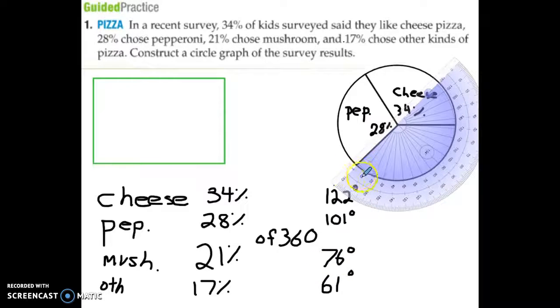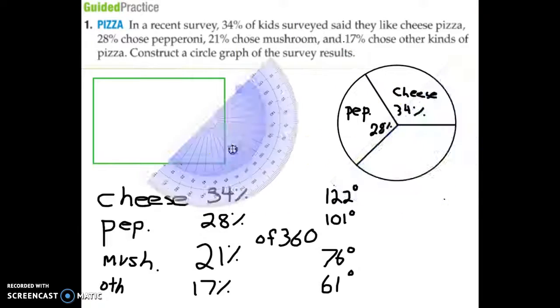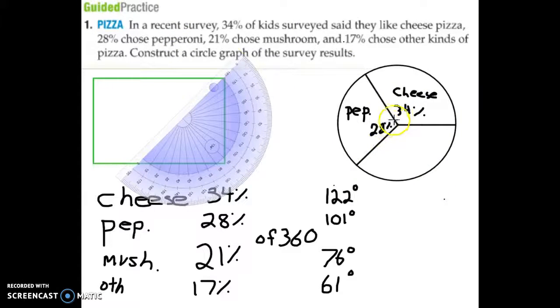76. So here's 0, 10, 20, 30, 40, 50, 60, 70. And I go 6 notches past. 1, 2, 3, 4. Oh, there's 5. That's a good marker. And 6 is 1 past that. So there's 76 degrees. Move the compass out of the way. Draw a straight line from the center to that point.